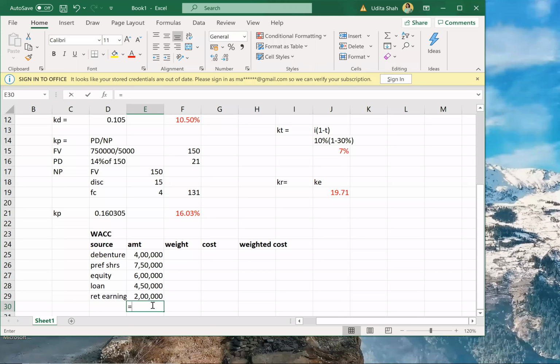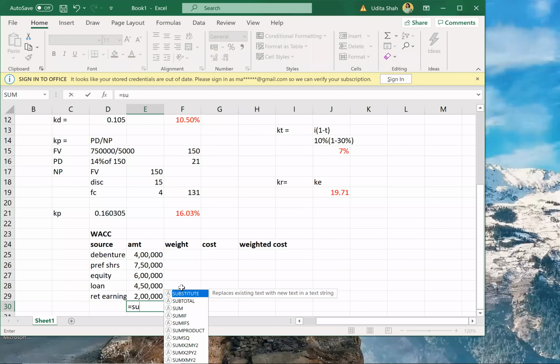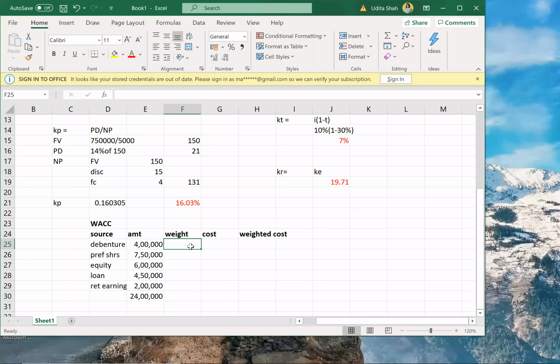So take the total of these. So total will be how much? Total will be 24 lakhs. So weight will be what? 4 by 24.